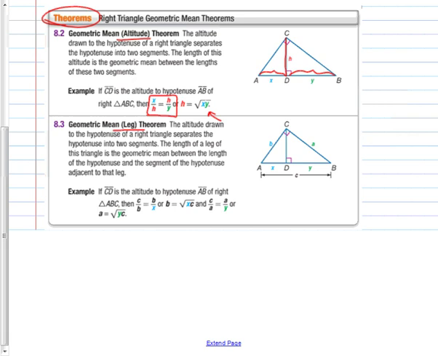The second one, the geometric mean leg theorem. If I have an altitude drawn to the hypotenuse of a right triangle, it separates the hypotenuse into two segments. So far, everything looks the same. But what is different now is the length of a leg of the triangle. The length of a leg of the triangle is the geometric mean between the length of the whole hypotenuse and the segment of the hypotenuse that's adjacent or next to that leg. Same thing works with the B. A leg of the original is the geometric mean between the whole hypotenuse and the segment of the hypotenuse next to that leg. So they have set up, again, a proportion. And the geometric mean is what goes in the means position. B went in the means position. A went in the means position. First one, H went in the means position. Very, very important. Make sure you're very comfortable with those two theorems.